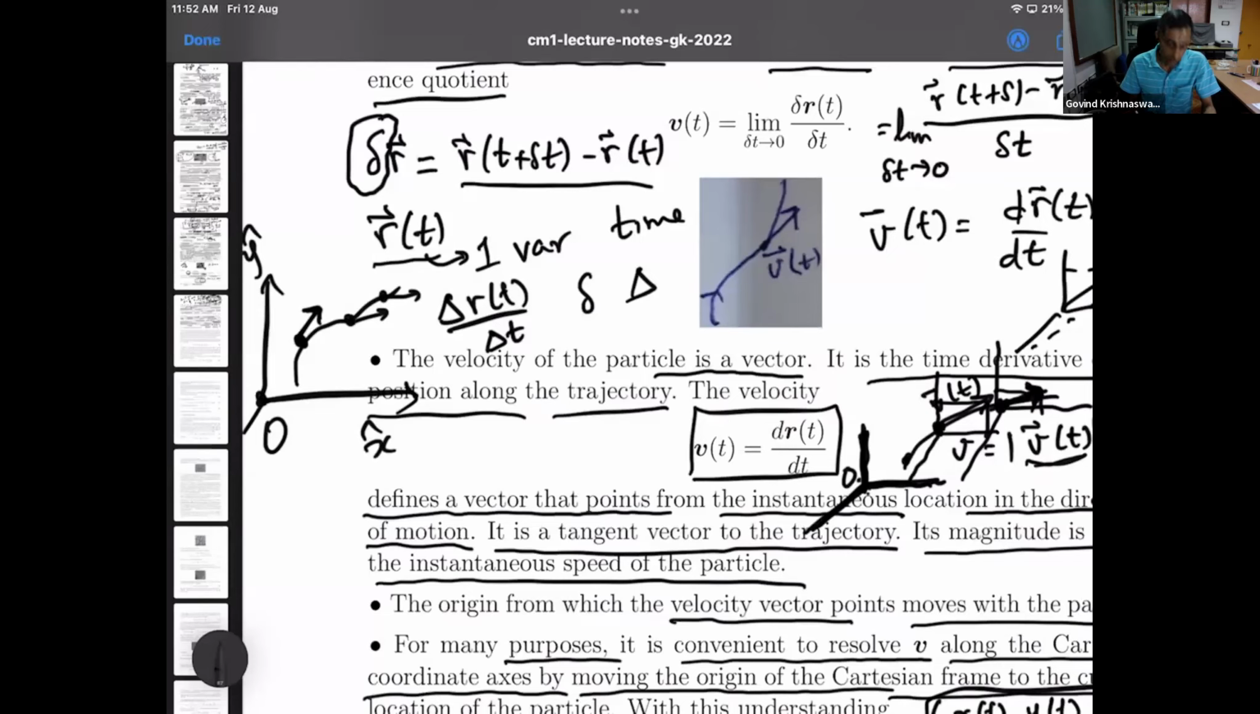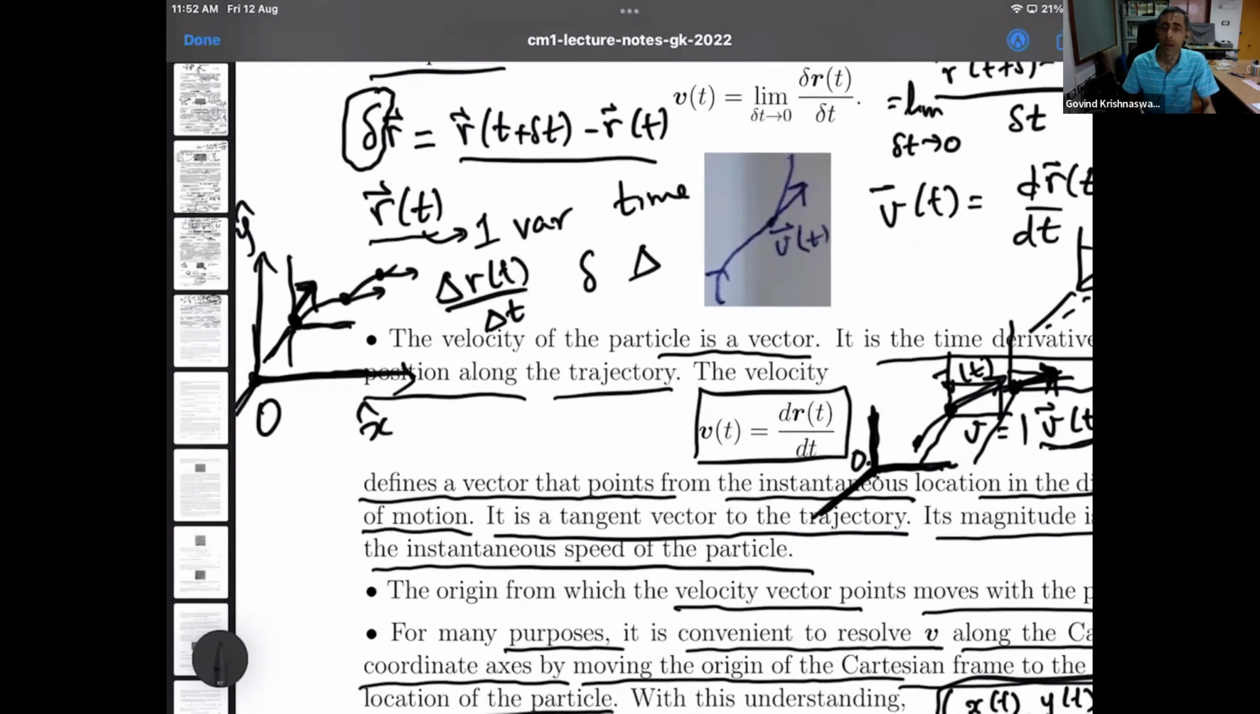For this reason, it is convenient in discussions of the velocity vector at a given instant to move your convenient frame to that place so that you can resolve this velocity vector along these axes. This is the key point. The origin for the velocity vector changes with time, and therefore, if you want to resolve the velocity vector into Cartesian components, you would need to use a frame that moves with the particle so that its origin coincides with the current location of the particle. That is the key point. Is that clarified?